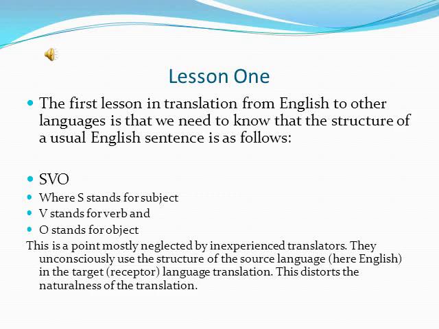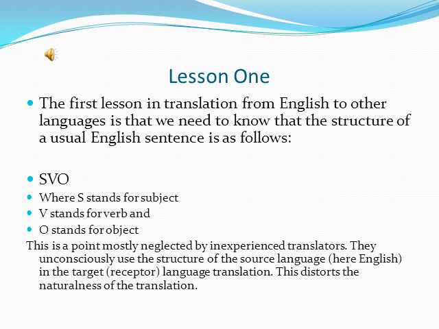The usual sentence structure in English is subject, verb, object, where the subject comes first, the verb follows it, and the object comes last. This is the structure of a usual simple English sentence. This structure might or might not happen in other languages. So translators must be aware of the structure of the language they are translating from or to.